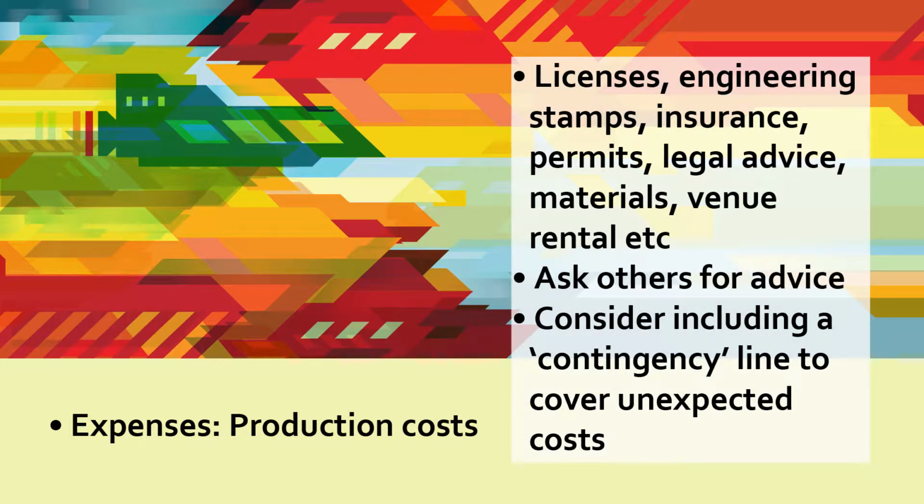There are 2 remaining categories in the expenses section. Research your production costs carefully to make sure that you don't underestimate in this area. If you are new to working in a public venue, ask others for advice. There may be aspects of the process such as licenses, engineering stamps, insurance, or legal advice that you might not think about. Cost overruns in this area will probably end up coming out of your artist's fee, so it's a good plan to have a contingency line that will cover unforeseen expenses as the project unfolds.